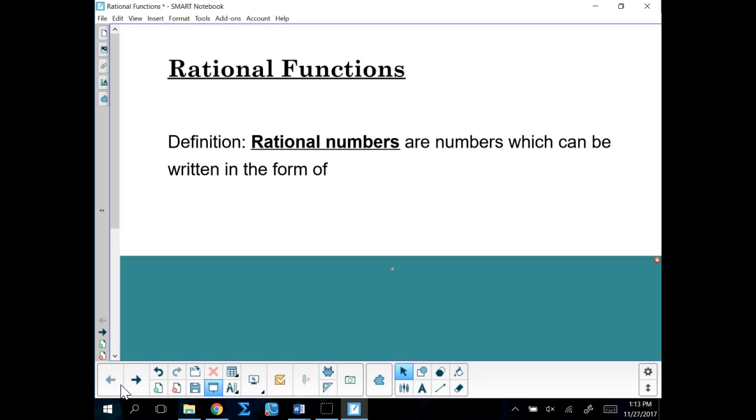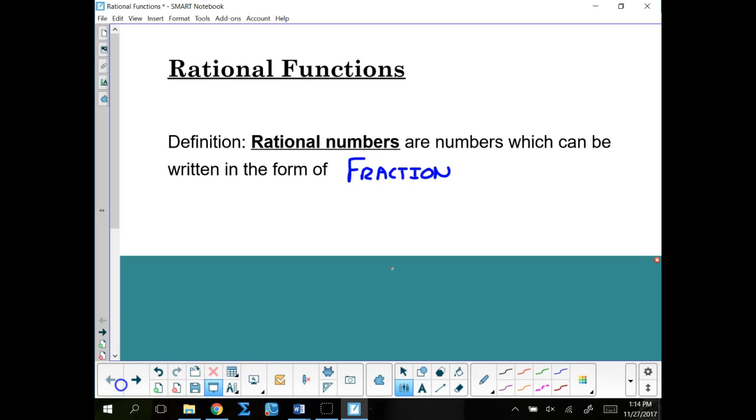In the form of a fraction. Okay? So any number written in the form of a fraction is a rational number. So like 12 over 1, or negative 12 over 1, or 1 over 1, or 10 over 1, or 3 halves. All of those are rational numbers because they can be written in the form of a fraction.